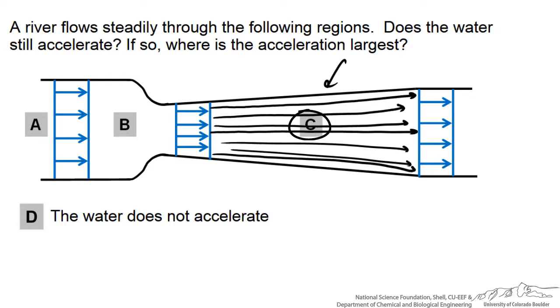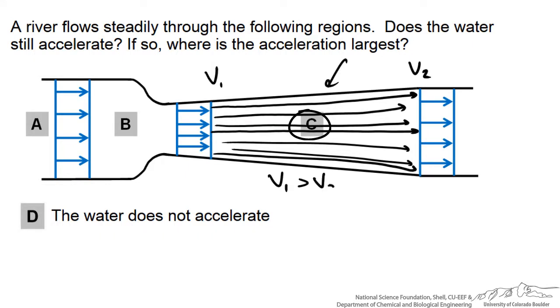So since we're in a region that's expanding, we would also expect that the velocity of our fluid would start decreasing. Since we are maintaining a steady flow rate, mass flow rate into region C has to equal the mass flow rate out of region C, and therefore to maintain those same mass flow rates, the velocity is going to decrease. So if we looked at a velocity here, let's say velocity 1 and velocity 2, we know that velocity 1 is greater than velocity 2. And since we have a change in the velocity, we do have a change in the acceleration for that region.